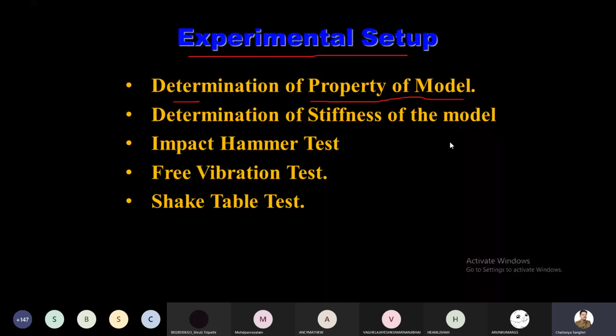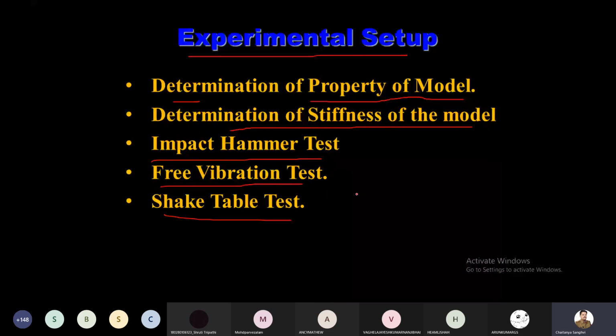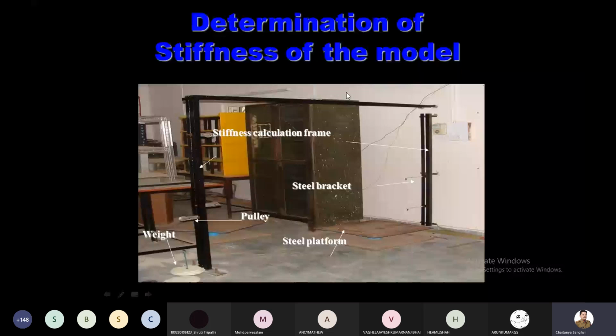Yeah, okay. So basically when you create a model, you know the basic property of all the materials you are using in the model. So the material testing we are carrying out in our laboratory. Then we have developed an experimental setup to determine the stiffness of the models. Then we perform an impact hammer test, free vibration test, and shake table test. I will explain all these tests. So this is the determination of the stiffness of the model.